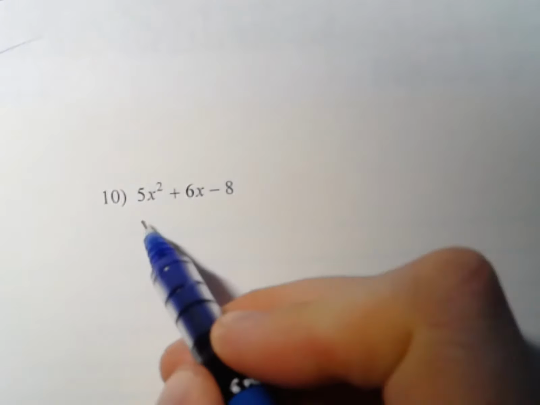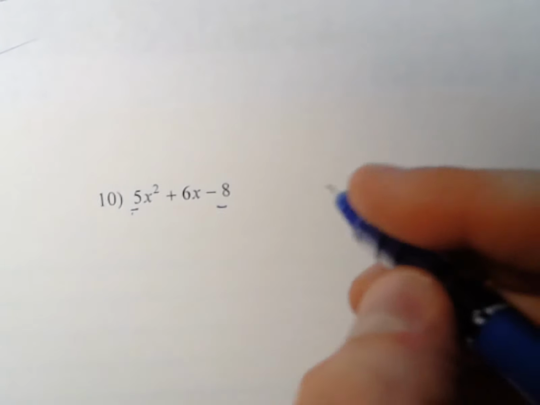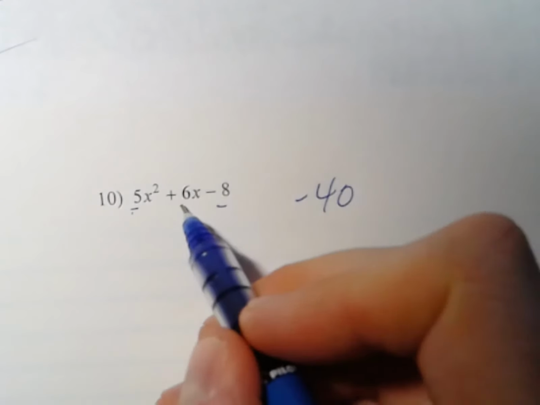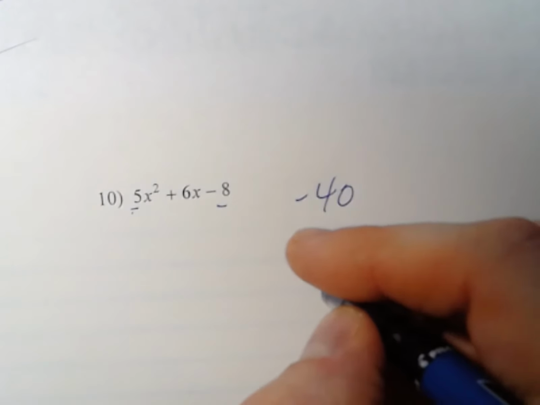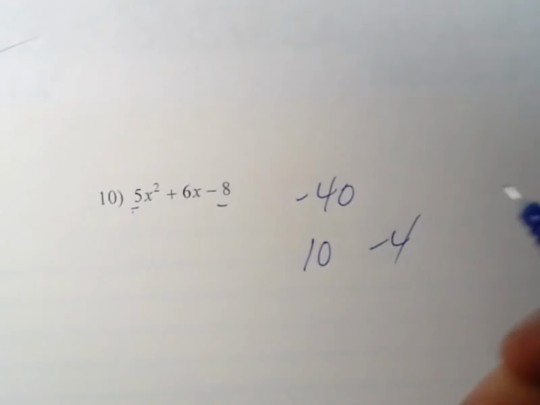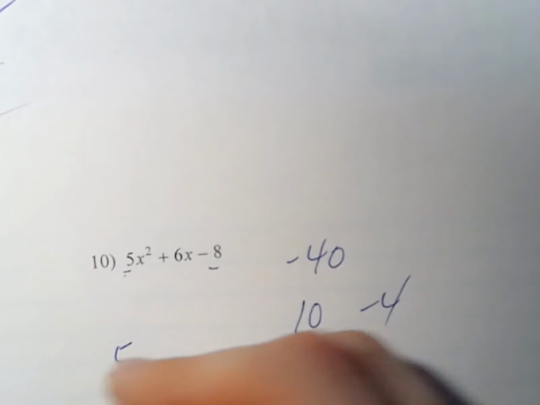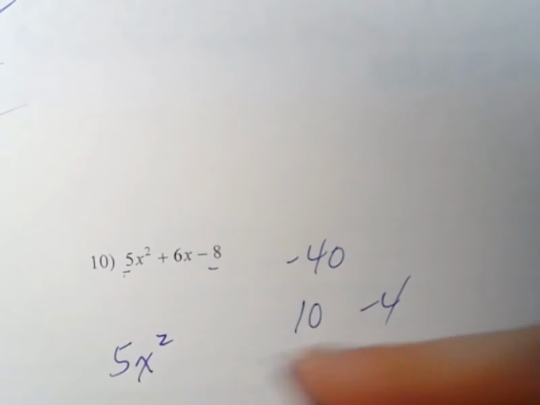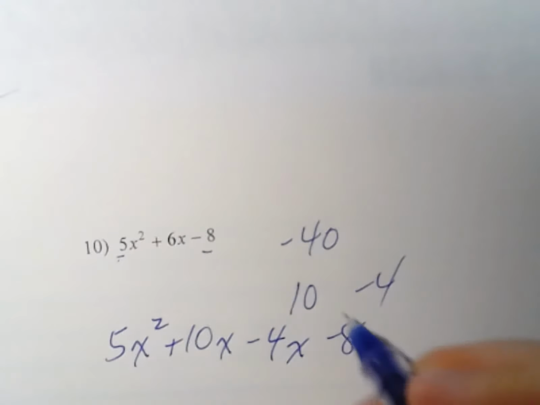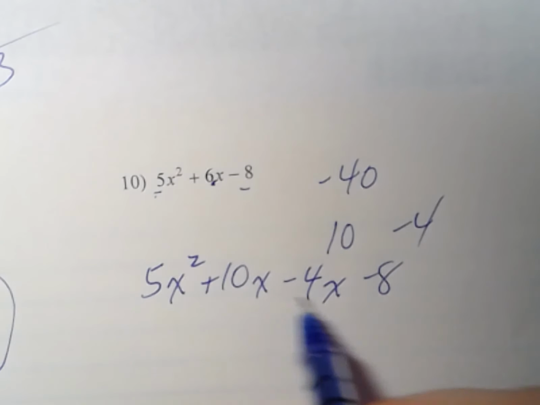You have to check a times c. If I multiply 5 and negative 8, I get negative 40. And I'm looking for things that multiply to negative 40 that add to 6. So a 10 and a negative 4 would do it, because if I multiply those, I get negative 40, and if I add those, I get 6. So the way I do this is I split up my middle term like this, so that the plus 6x becomes that.